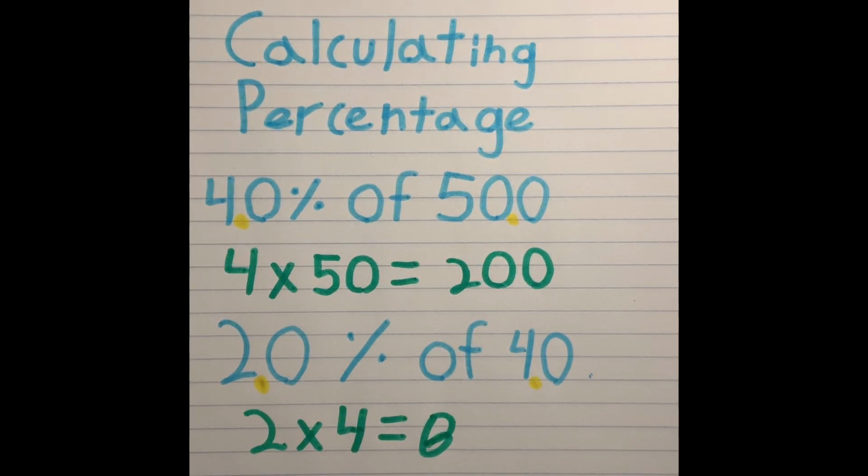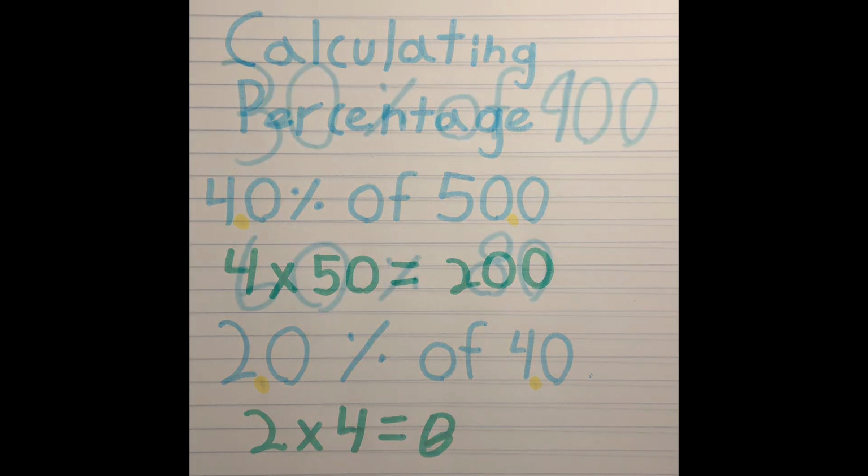2.0 times 4.0, which is just 2 times 4, equals 8. So 20% of 40 is 8. Sorry about that 8. I wrote a 6 at first. My brain had a small glitch, and then I tried correcting it. Looks awful though. All right, on to the next one.